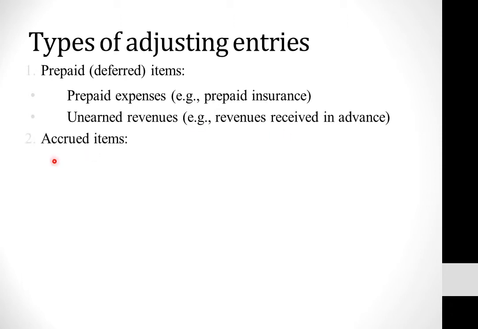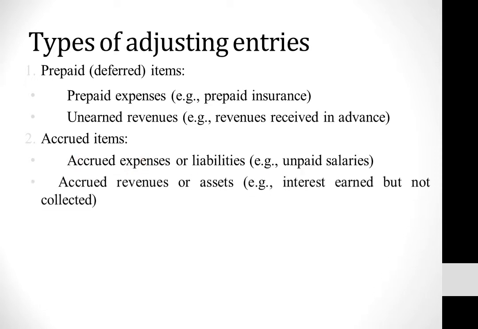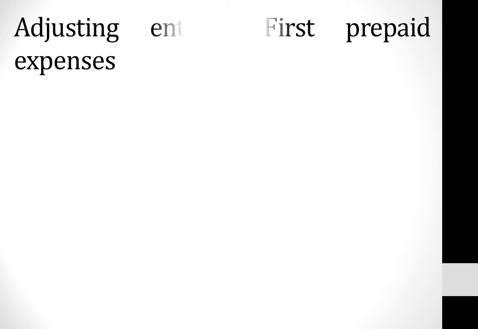Number two, we have the accrued items like accrued expenses or liabilities like unpaid salaries, accrued revenues or assets like interest earned but not yet collected, and finally we have the estimated items such as depreciation. Let's start to discuss each type separately.